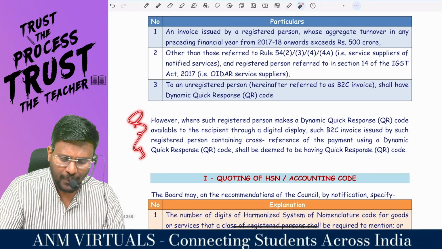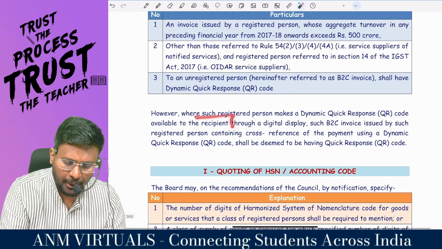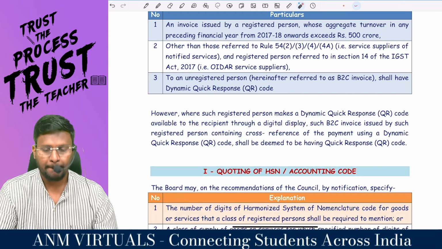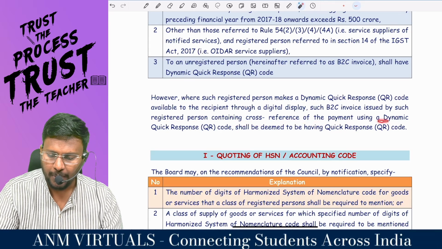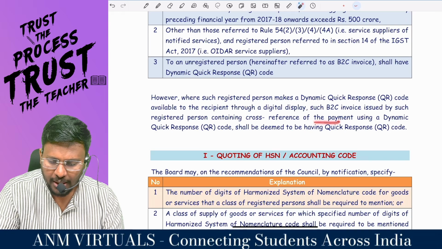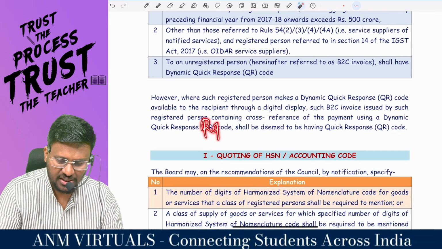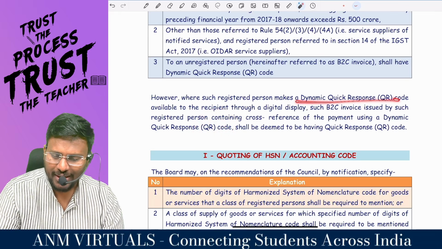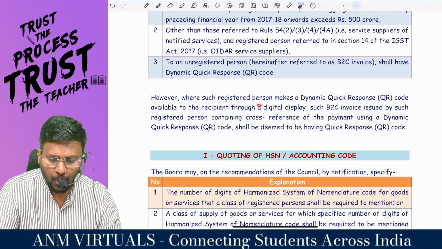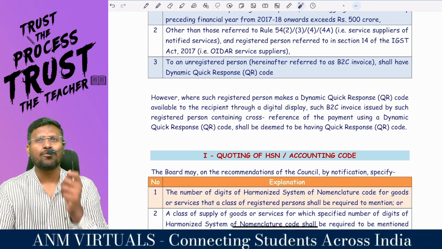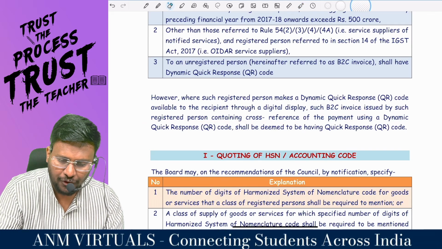However, where such a registered person makes a dynamic QR code available to the recipient through a digital display, such a B2C invoice issued by the registered person containing a cross-reference of the payment using the dynamic QR code shall be deemed to have a QR code. That means I am a registered person and I make a quick response code available to the recipient through a digital display, and they scan it. Such a B2C invoice issued by such a registered person contains a reference of the payment.